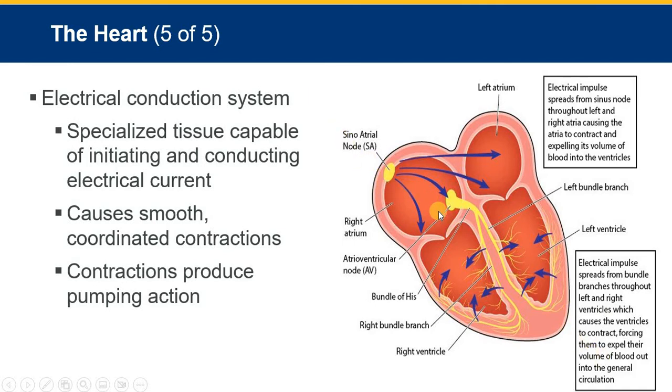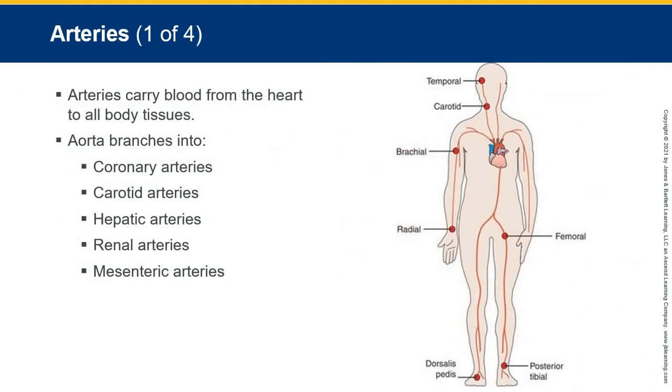So the top of your heart beats first when it's discharging, and then that discharges the bottom of your heart, and then it recharges the other way. This produces the actual pumping of your blood throughout your body and into your lungs. So your arteries, there's several of these. They conduct blood away from the heart and eventually to all the body tissues.